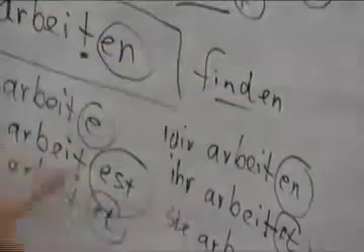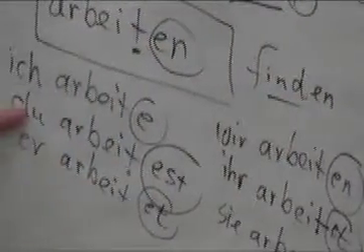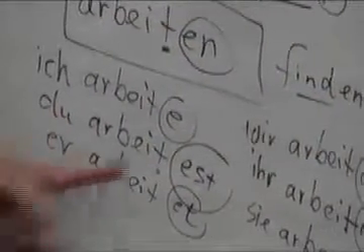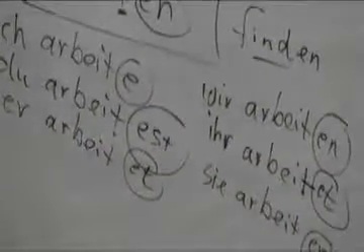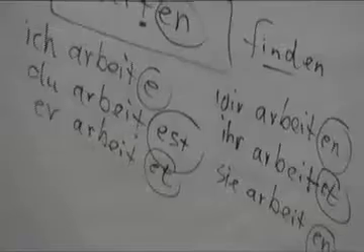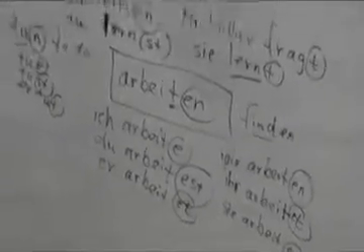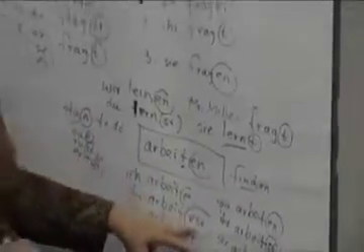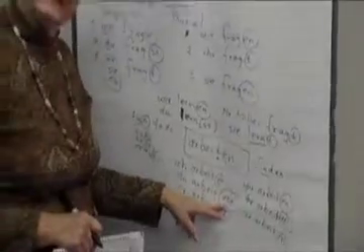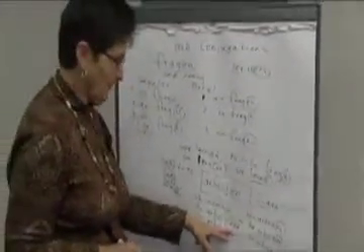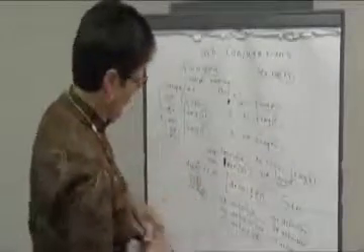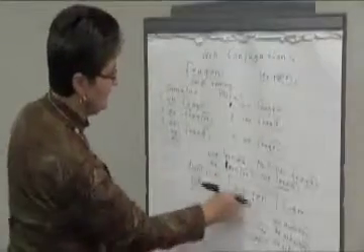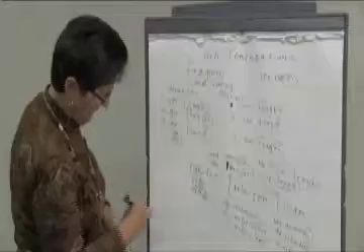we have to insert an E when we say du, er, and ihr. So it's kind of logical. When you pronounce it, always say it out loud. Then it comes to you, oh, I've got to insert an E before I say, du arbeitest. Otherwise nobody can hear the ending and my tongue gets twisted up. All right, so this would be verbs that end in a T.